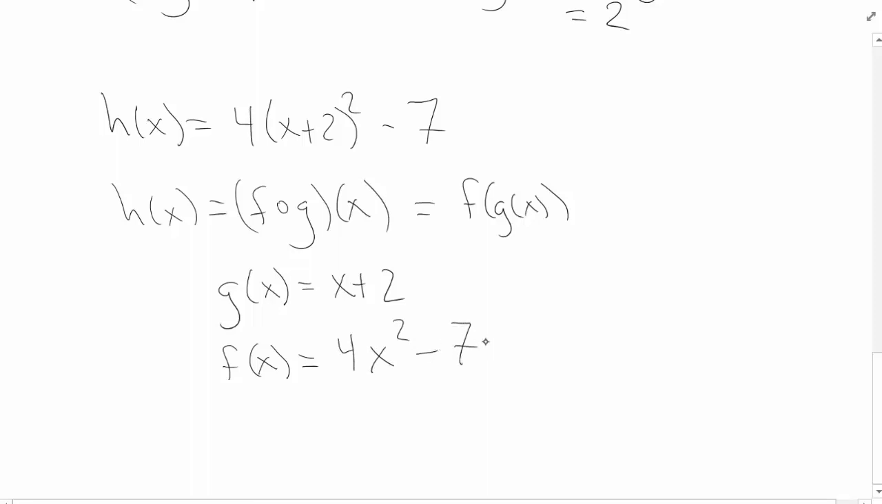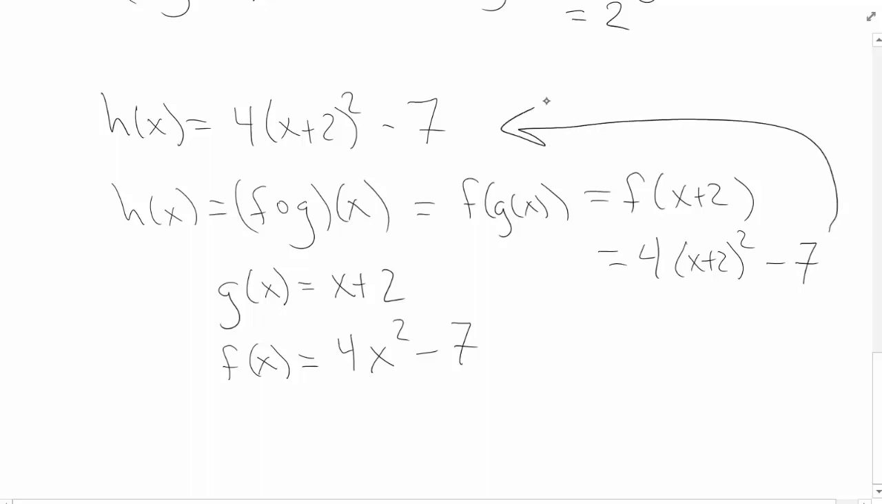And if you want to check yourself, you'll see that you'll start on the inside here with the g I've chosen, that's x plus 2, and then plug that into f. F is a function that whatever you give it, it squares it. I gave it x plus 2, multiplies by 4, and then subtract 7, which I can see that's exactly what I had for h. So that works.